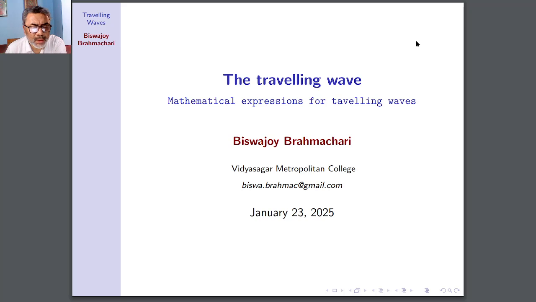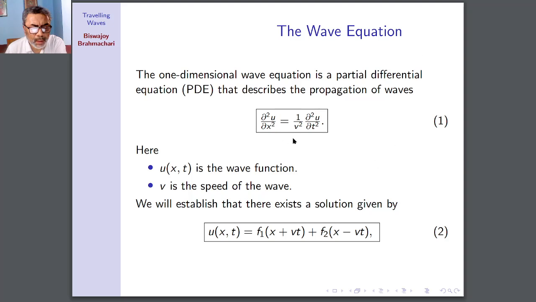Okay, so let us discuss traveling waves. Here is our wave equation. It is a second order partial differential equation. u is the displacement from the mean position. It is a function of both space and time, and v is the phase velocity. We will show that u will have the following form: any function of x plus vt plus any function of x minus vt.